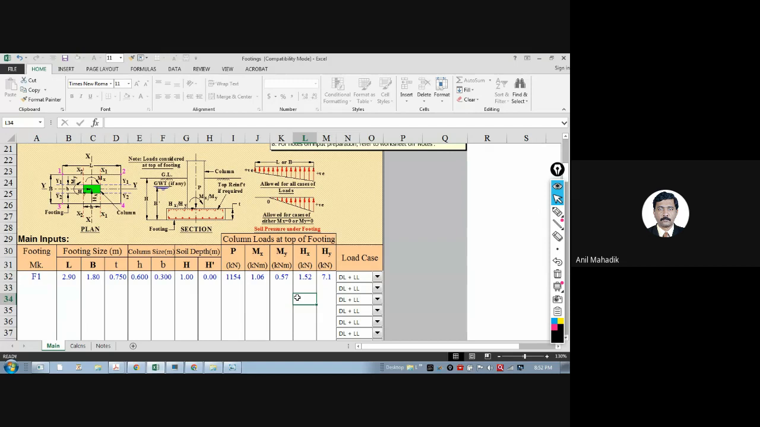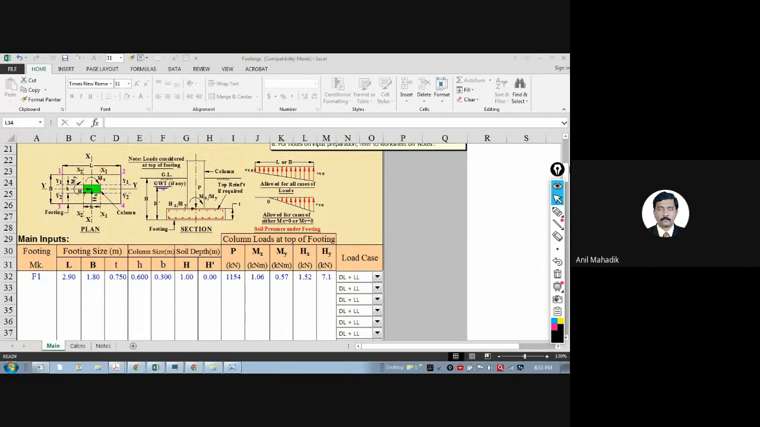Getting this? How to put these values? We get it from the ETAP modeling, 3D results: biaxial moment and horizontal force also. Horizontal force means we get it due to earthquake and wind loads. Here this is Hx and this is Hy. Along the y-axis Hy, along the x-axis Hx.